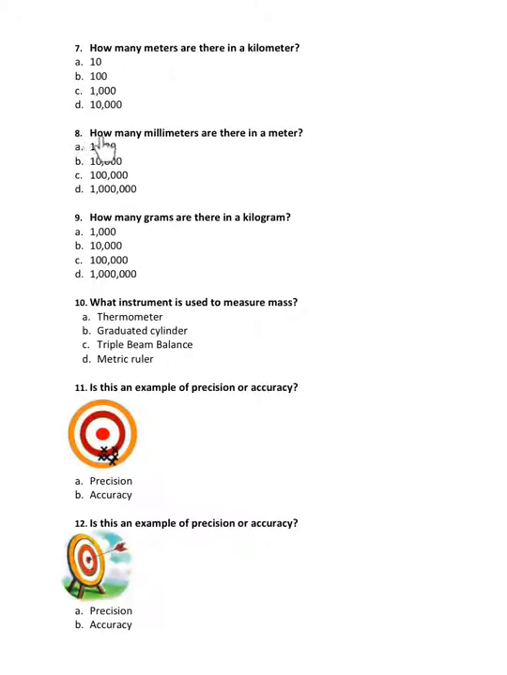Number 8, how many millimeters are there in a meter? A, 1,000, B, 10,000, C, 100,000, D, 1 million.